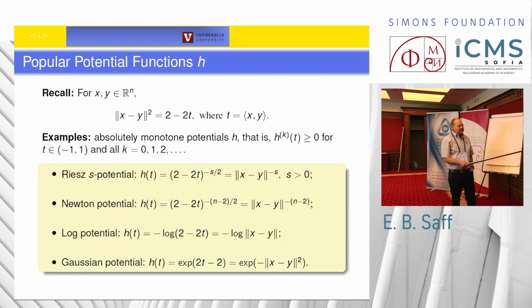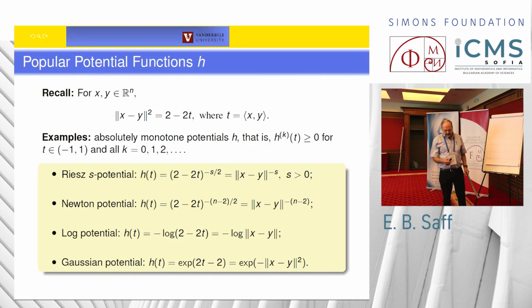When s is 0, we usually denote that with the log. So s equal to 0 for a Riesz potential means you're talking about the log of the reciprocal distance between points. And of course, Gaussian potentials play a very important role in this subject and in many subjects. In fact, you can express your Riesz potentials in terms of Gaussian potentials.